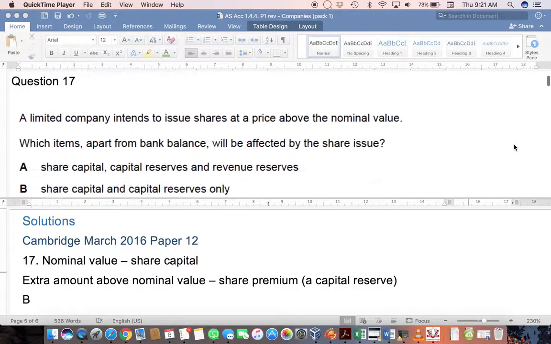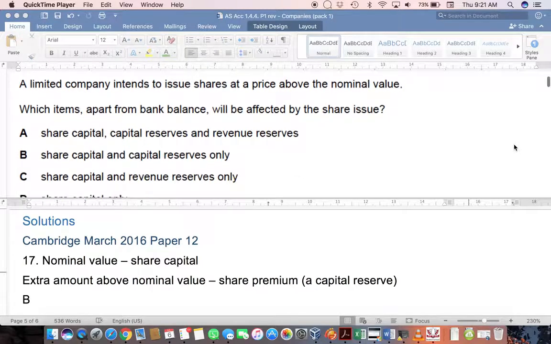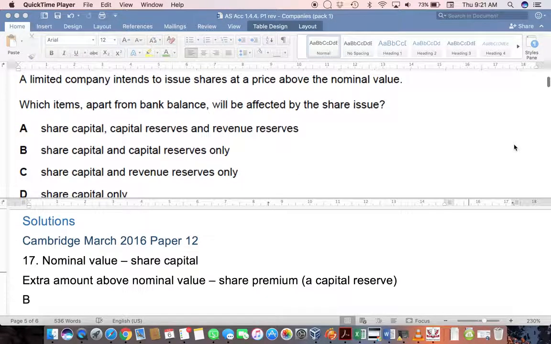A limited company intends to issue shares at a price above the nominal value. Nominal value can also sometimes be referred to as par value, so if you see that term, it means the same thing. Remember also that when you issue shares at a price above the par or nominal value, this extra amount is what would go to the share premium account. Which items, apart from the bank balance, will be affected by the share issue?